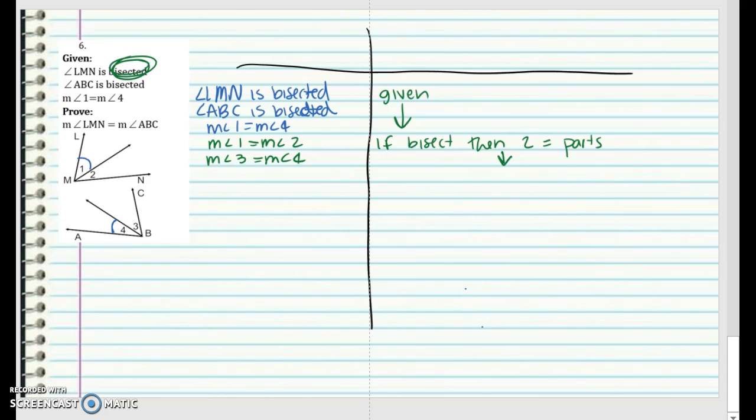Okay, so now comes the interesting part. To prove something about angle LMN, I have to say something about LMN. I know it's bisected, but I need to do more. So let's focus on, again, that angle addition postulate. The measure of angle 1 plus the measure of angle 2 equals the measure of angle LMN. And then the measure of angle 3 plus the measure of angle 4 equals the measure of angle ABC. And that's your angle addition postulate.